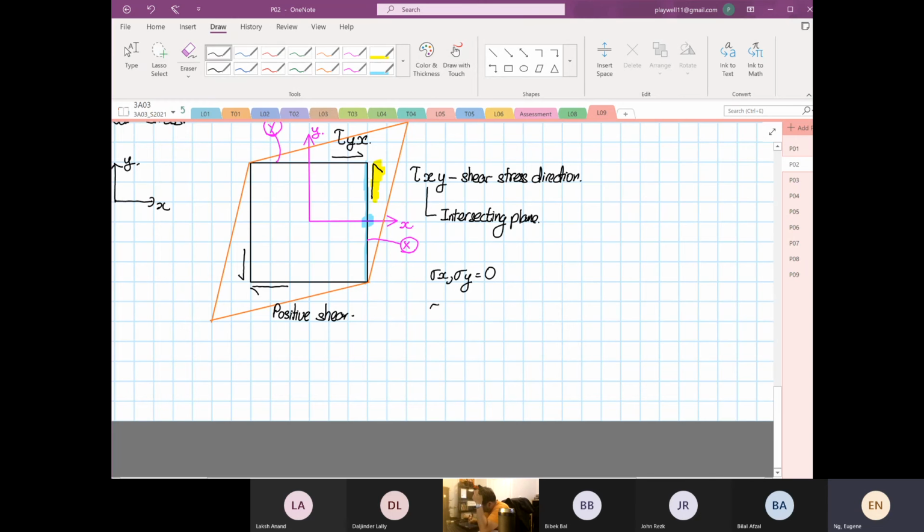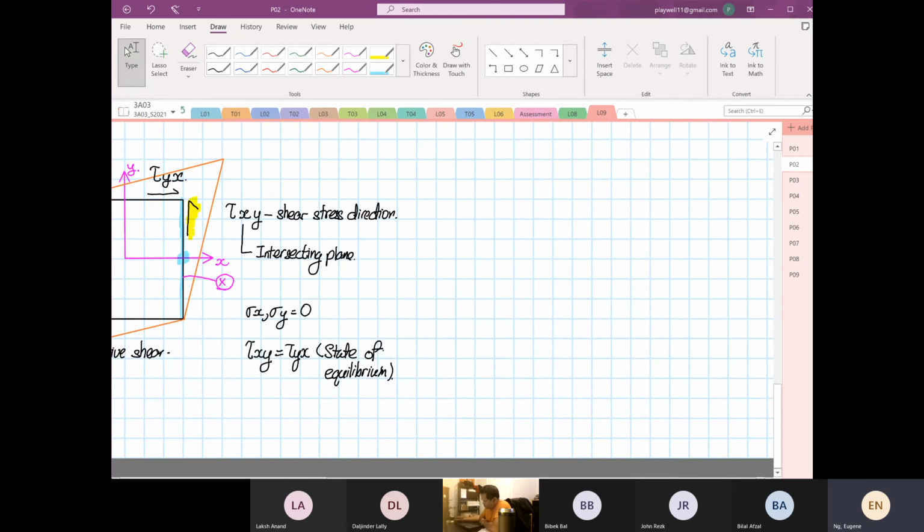An important thing to note is the shear XY must be equal to the shear what? YX. So this is where it achieves the state of equilibrium. Okay, so there's no way that shear stress XY will be greater than shear stress YX. Okay, they always have to be the same. So if we go to Mohr circle, right? And this is where things get confusing. Okay, but you just have to hear me out.